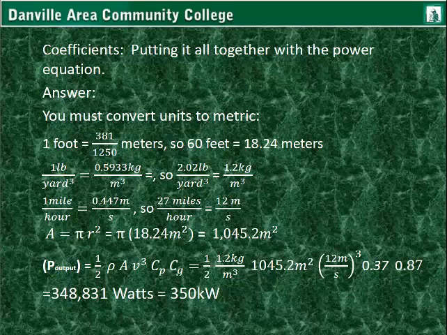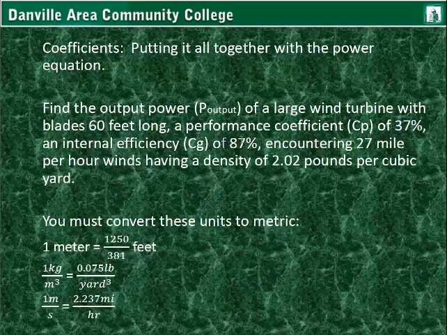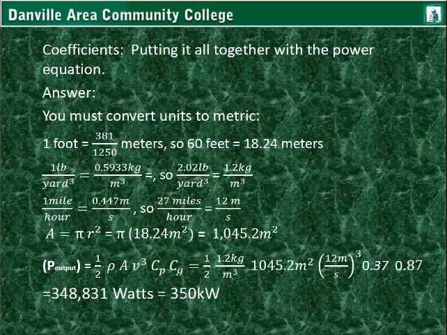1 mile per hour is 0.447 meters per second. So 27 miles per hour is 12 meters per second. The area is found by pi r squared. So it's pi times 18.24 meters squared, and that's 1,045.2 square meters. So you multiply this out times pi, and you get the area. Power output is 1/2 rho A V cubed times CP times the efficiency. So that's 1/2, times 1.2 kilograms per meter cubed, times 1,045.2 square meters, times 12 meters per second cubed, times the 0.37 times 0.87 that were given by the efficiencies. And you should come up with around 350 kilowatts.